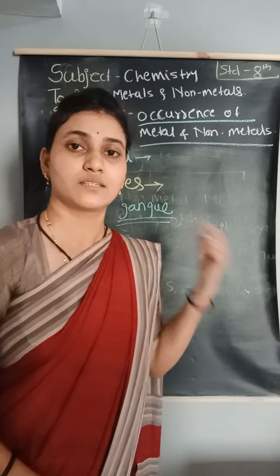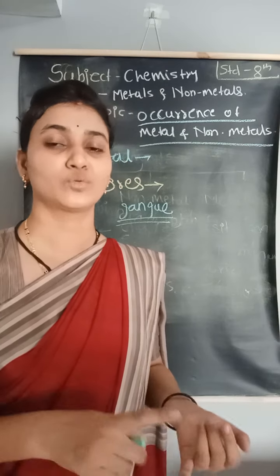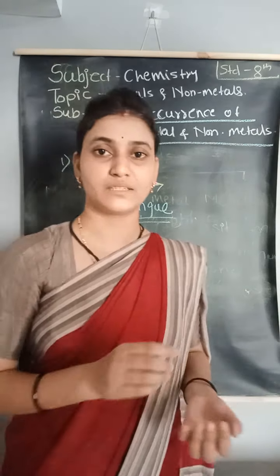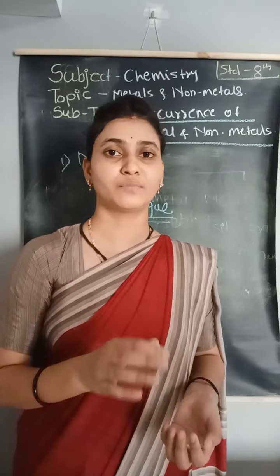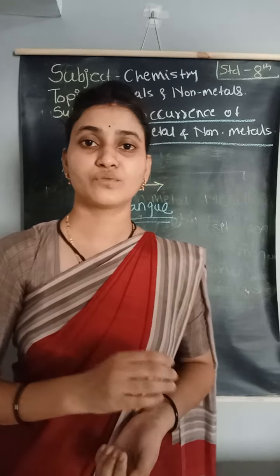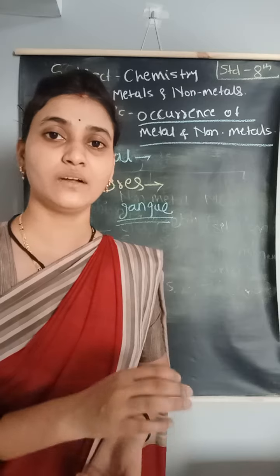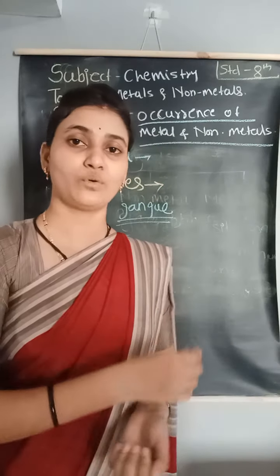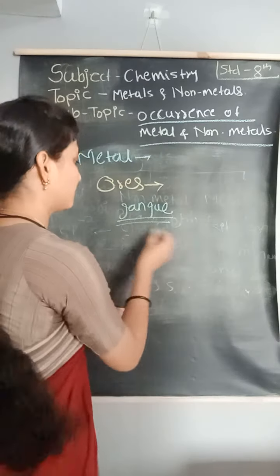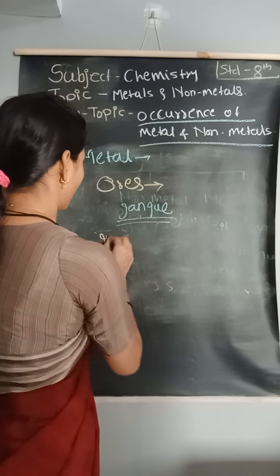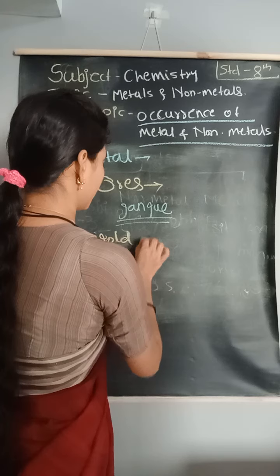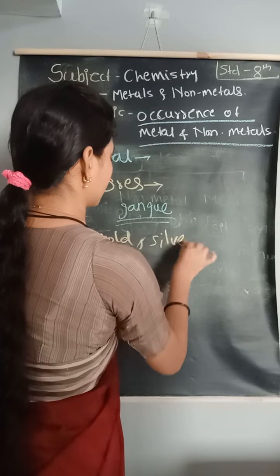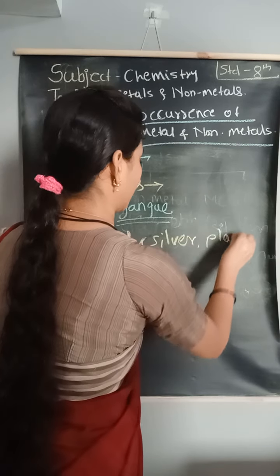After that, silver, gold and platinum are the metals which are not very reactive. Those we can get freely in nature. The ores of such metals, like gold, silver, platinum.